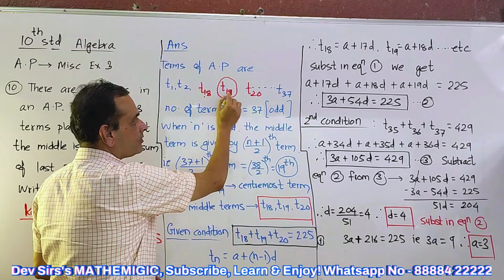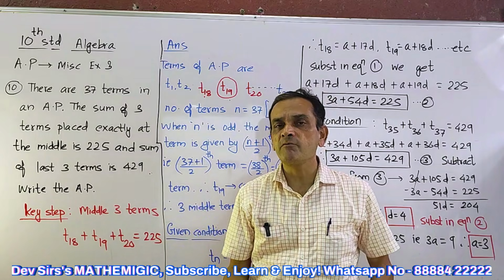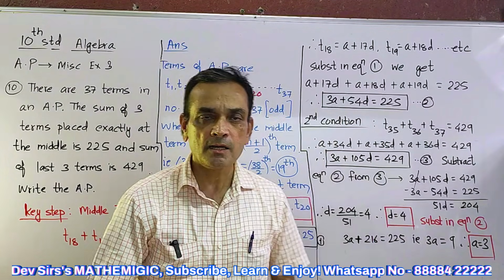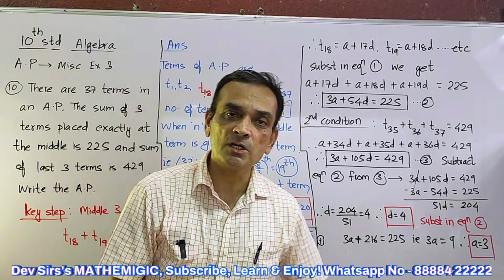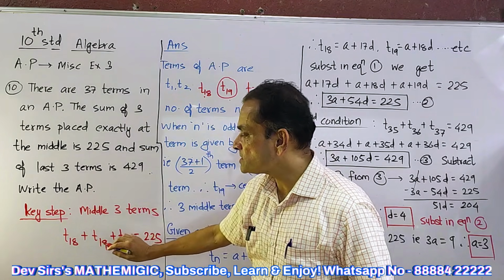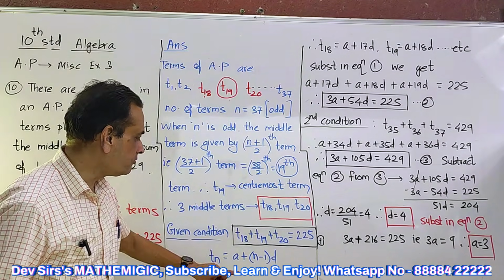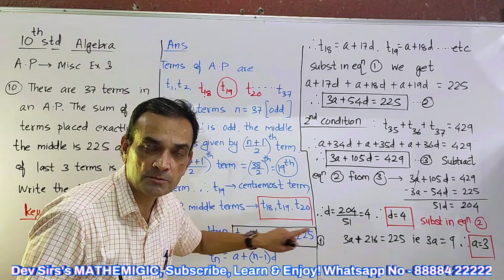Left की एक term ले लो, right की एक term ले लो. T18, T19 and T20 will constitute the 3 middle terms. As simple as that. Right? So that is the key step. So according to the first condition, what is given? Sum of the 3 middle terms, that is T18 plus T19 plus T20 is 225, given condition. Sum of 3 middle terms.